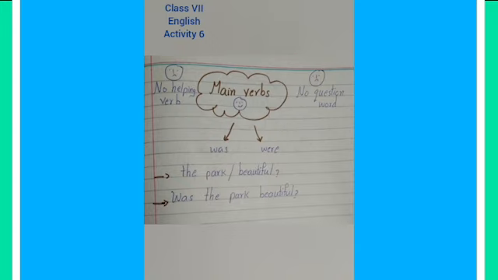Now this is the third part. Students, look at this. If there is no action word, then you will write was or were as a main verb at the start of the sentence. For example, the park beautiful. Here there is no action word. So first of all you have to write was because the park is singular. After this you will write beautiful, and at the end of the sentence you have to put a question mark. This process is used for past tense.